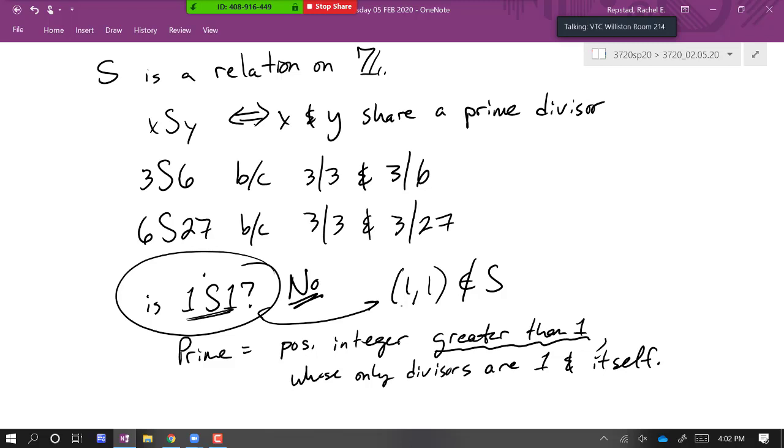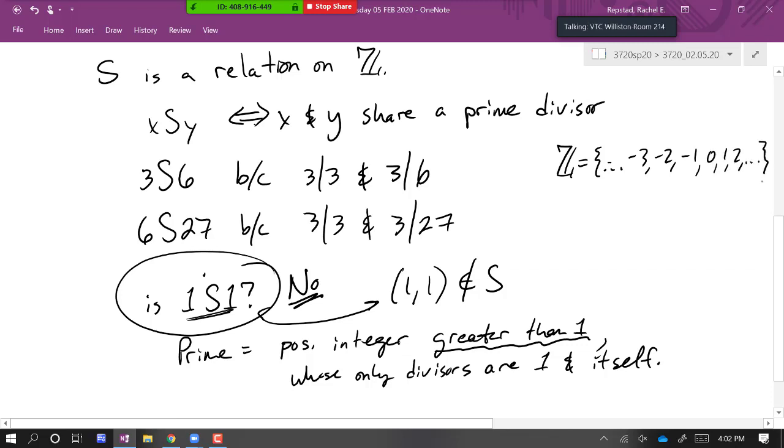I want to give other people an opportunity to chime in on this. The way I understand it, you have Z, which is all of those integers. And then you're saying that there's a relation S that has properties. So then you're trying to figure out if one of those properties is reflexivity, which you can say S doesn't have, because consider 1.